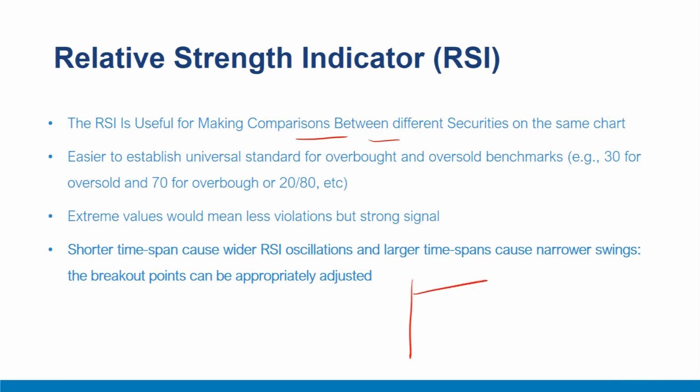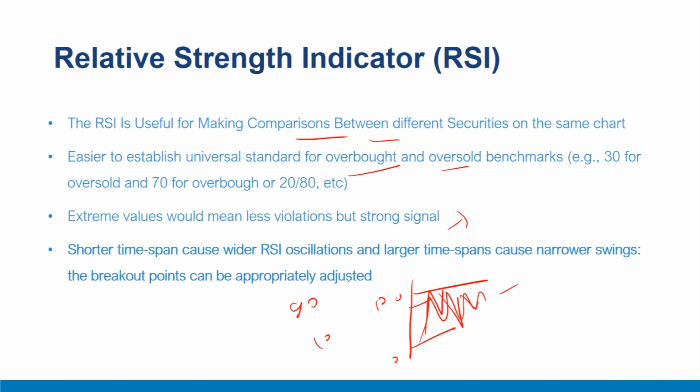For example, if you have the 100 and 0 levels constant for both the securities, and both the securities will fluctuate in between, we can establish universal standards of overbought and oversold. For example, 70-30 or 80-20 overbought and oversold levels, as we discussed in the previous videos. If the overbought and oversold levels are too extreme, like 90-10, these values would mean fewer violations, but if there is a violation, the signal would be very strong.